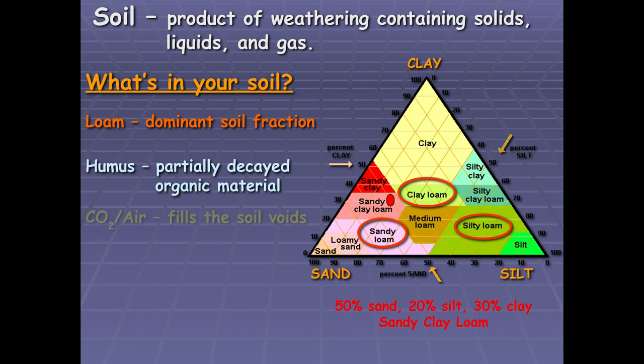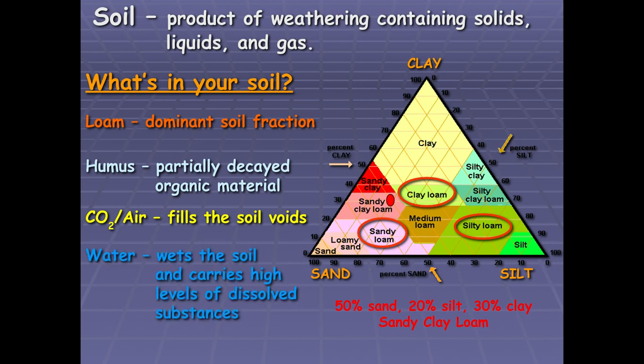So to be a soil, it's got to have carbon dioxide, it's got to have air, typically filling in the soil voids. And so certain soils have certain amounts of porosity or space in between the grains. And of course, they're filled by carbon dioxide and air. And how about water? And water, of course, wets the entire soil. And water is very instrumental in percolating through soils and carrying dissolved substances, and mostly dissolved ions.